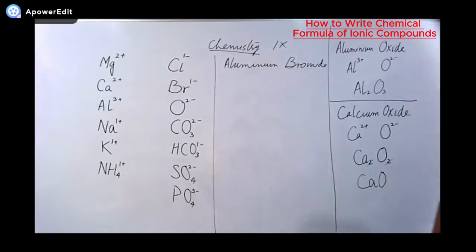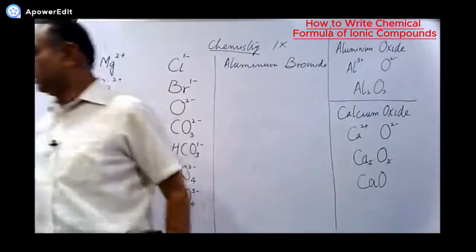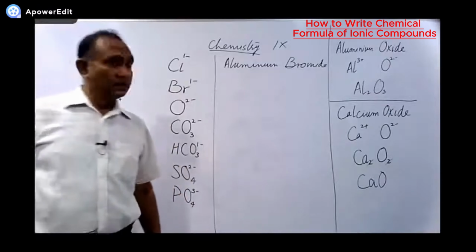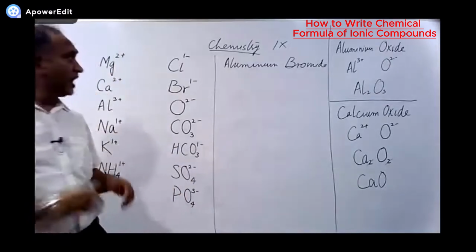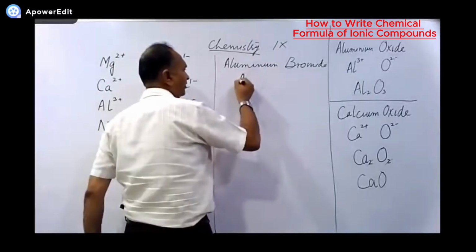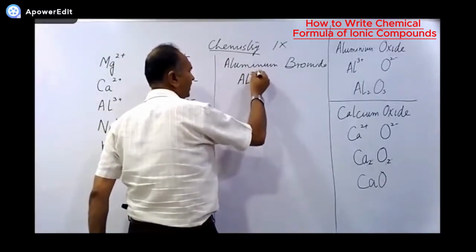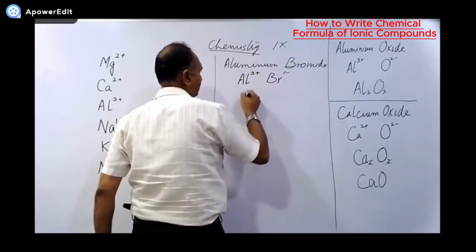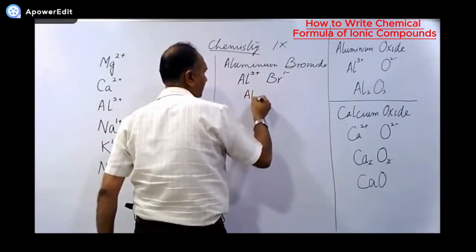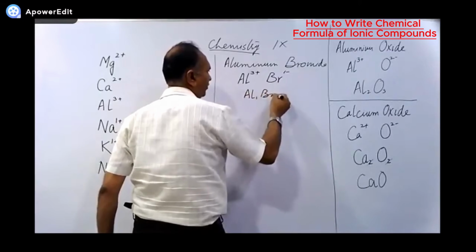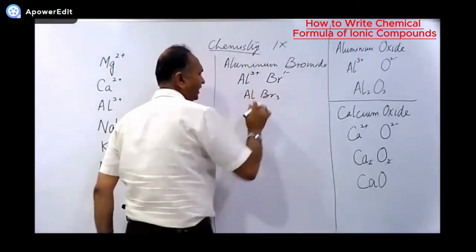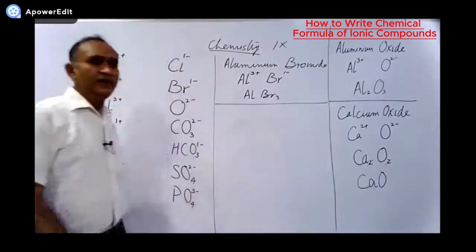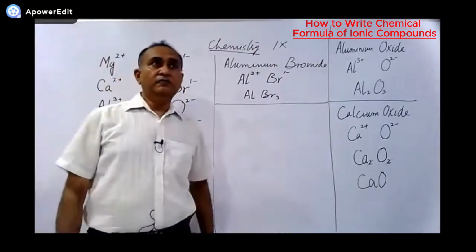Anyway, okay? So I think most of you have done. Writing it quickly. It's simple. The formula is Al1Br3 or simply AlBr3. Okay?